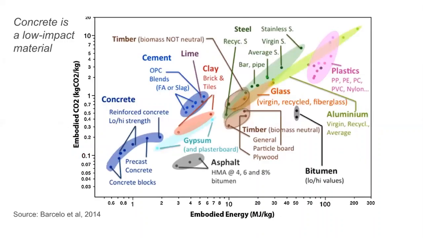This is a popular image that is shared around. It kind of indicates that concrete is a relatively low embodied carbon material. And that's true based on weight. But I want to point out here that it's not really true because it's a heavy material, right? So it's low carbon maybe per pound, but it's a lot of pounds.